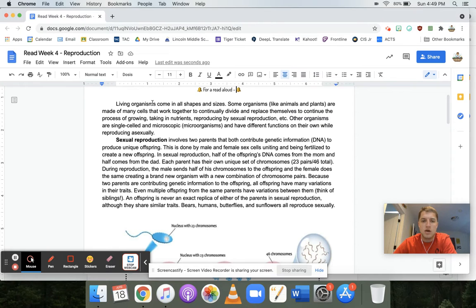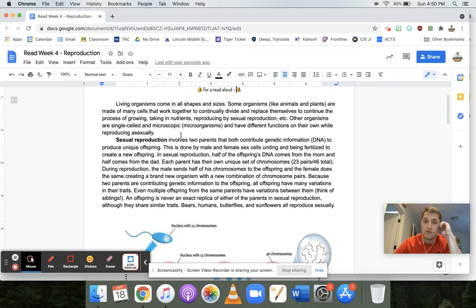Living organisms come in all shapes and sizes. Some organisms, like animals and plants, are made of many cells that work together to continually divide and replace themselves and continue the process of growing, taking in nutrients, reproducing by sexual reproduction, etc. Other organisms are single-celled and microscopic (microorganisms) and have different functions on their own while reproducing asexually.